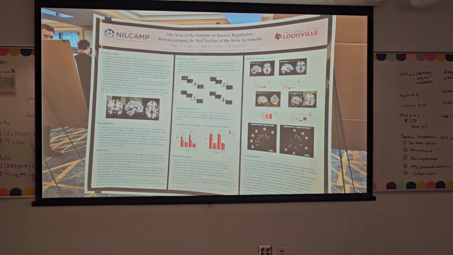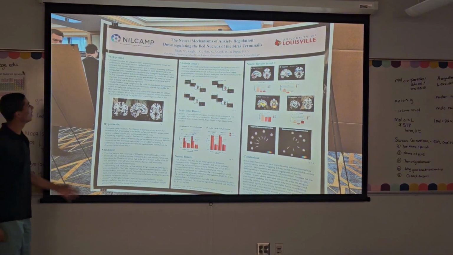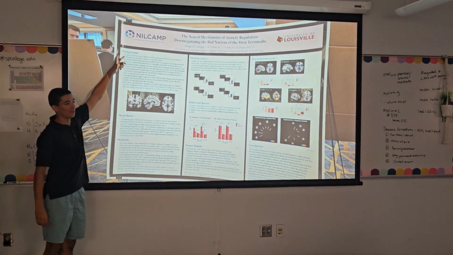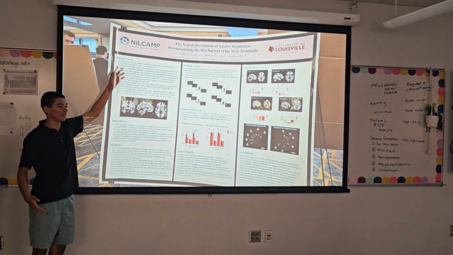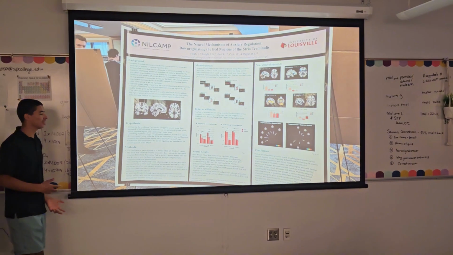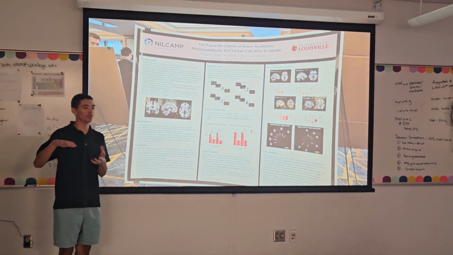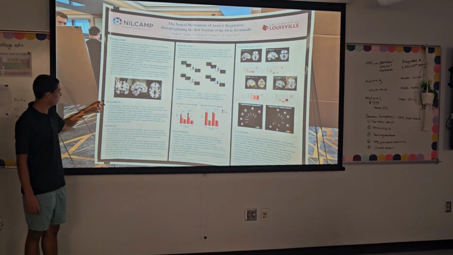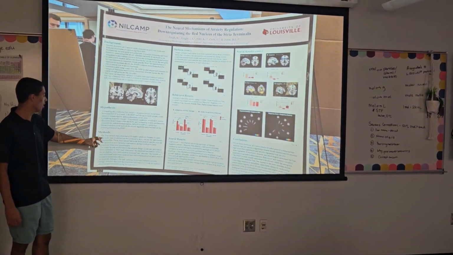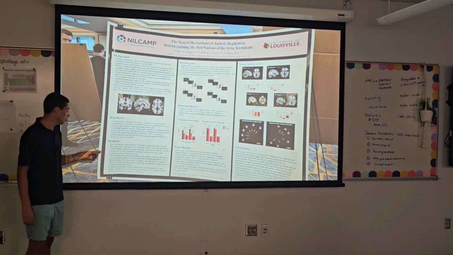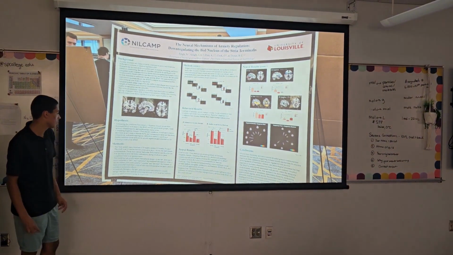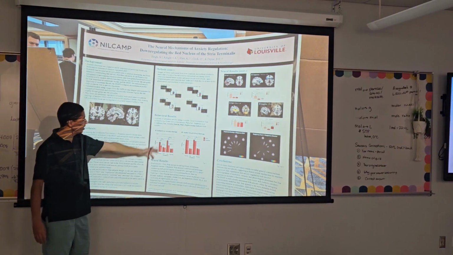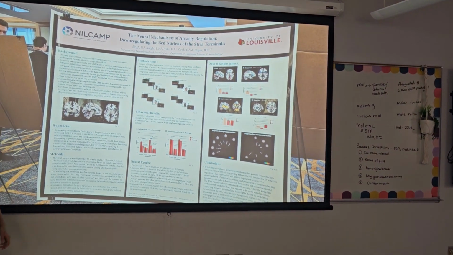Here's an example of a completed board. As you can see, for their introduction, they put the word background. Some people put abstract, and it pretty much means the same thing. You're just talking about what your board is going to be about. They had their hypothesis and then their methods. They put the materials that they used, how long it took, and then they actually did it, and then they have their data.